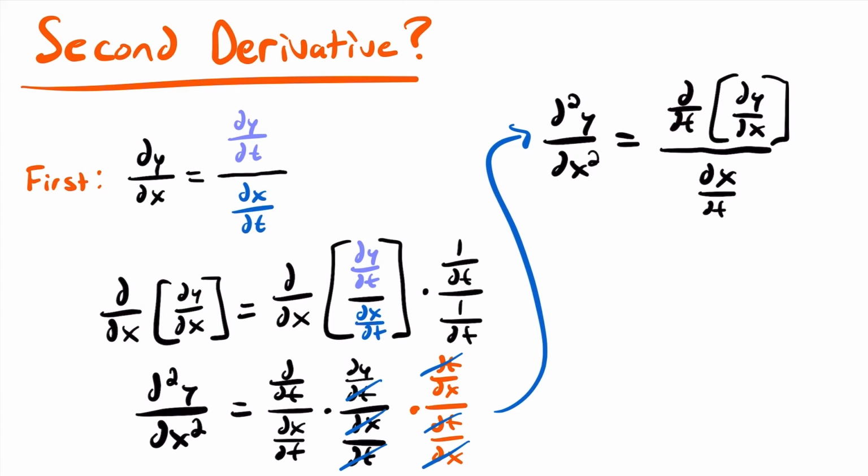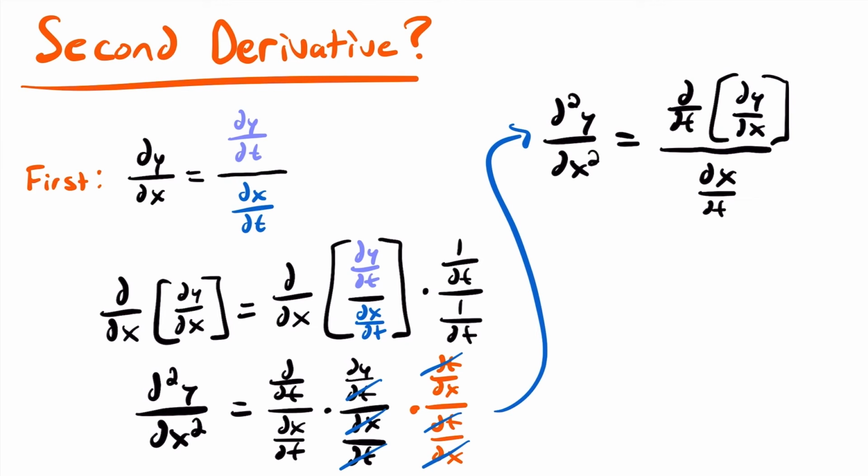We have d/dt, or the derivative with respect to t, of dy/dx. dy/dx is our first derivative, and that will be in terms of t, dy/dt divided by dx/dt. So we will take the derivative of the first derivative with respect to t and divide that by dx/dt, the same thing that we divided by in the first derivative. And so the second derivative calculation isn't all too bad. You just have to take the derivative of your first derivative with respect to t and divide by dx/dt.